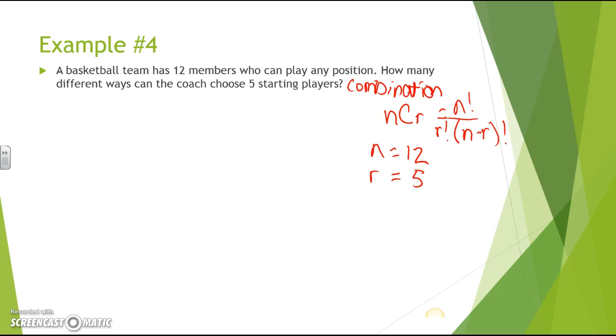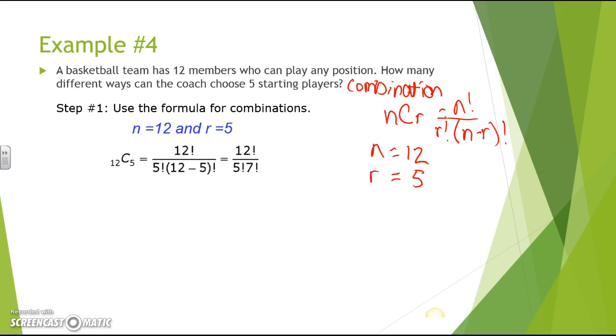So using this formula with my r and my n, we would use the formula for combinations. 12 is n, 5 is r. So what we have here is 12C5, 12 factorial over 5 factorial times (12 minus 5) factorial. 12 minus 5 is 7. So what we're left with is 12 factorial over 5 factorial times 7 factorial.